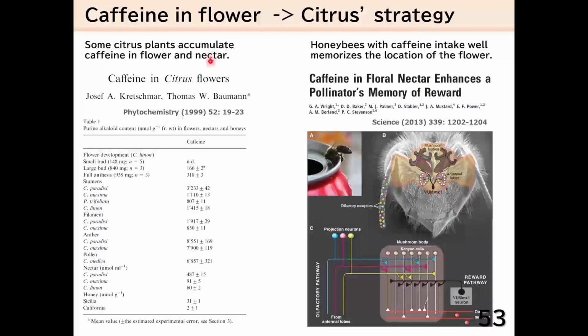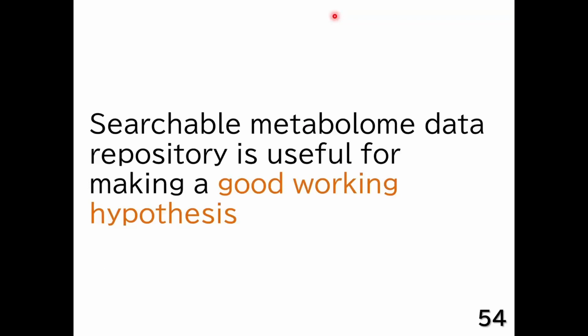Some citrus plants accumulate caffeine in their flower and nectar, and caffeine can be detected in honey too. And when honeybees intake caffeine, they strongly memorize the location of the flower. So it is said that the accumulation of caffeine in flower is a survival strategy of the citrus plant by raising the chance of pollination. This use case showed that a searchable metabolism data repository like food metabolism repository is useful for making a good working hypothesis without any specialized background knowledge.